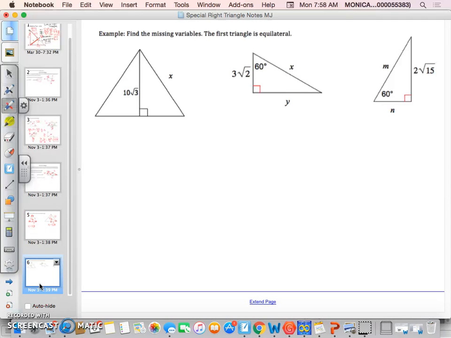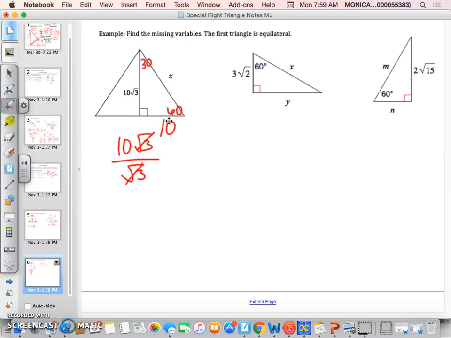So let's try a couple more. These are a little bit more complicated. These are not equilateral triangles, but they are 30-60 triangles. So this is my 30, this is my 60. Now I know the long side. So to get the short side, I just take 10 square root of 3 and divide it by the square root of 3. These cancel out, and I'm left with 10.